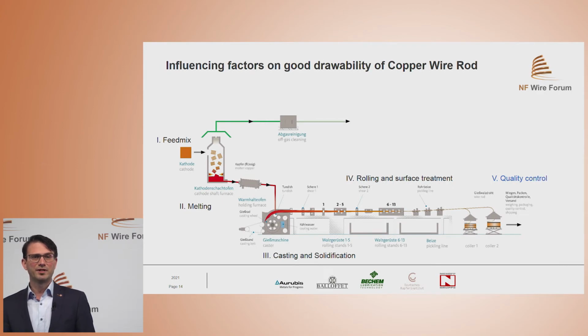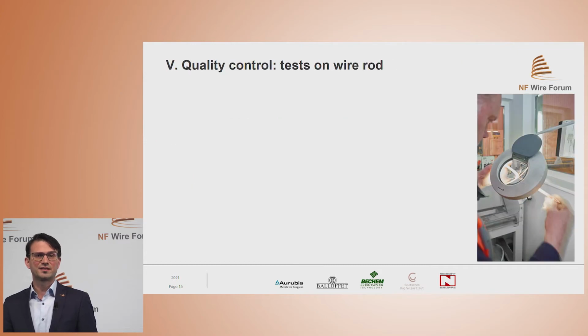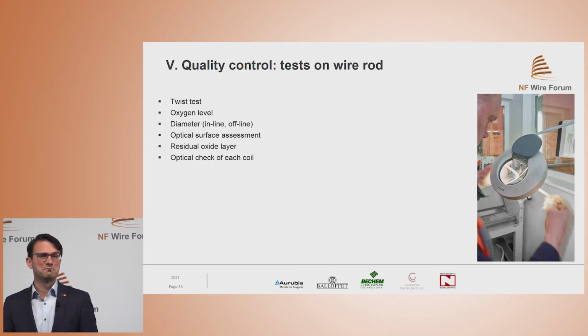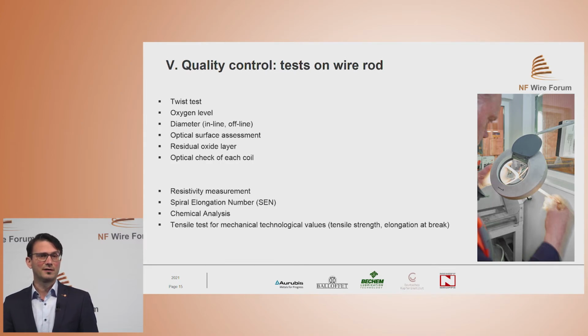The last factor is quality control of the copper wire rod. Here are no more parameters important, but test results and measurements. Here you find the list of tests and measurements conducted on the copper wire rod, and which must fulfill certain upper and lower limits by the standard at least, but for fine wire drawing, much higher requirements and higher limits are set to be fulfilled.